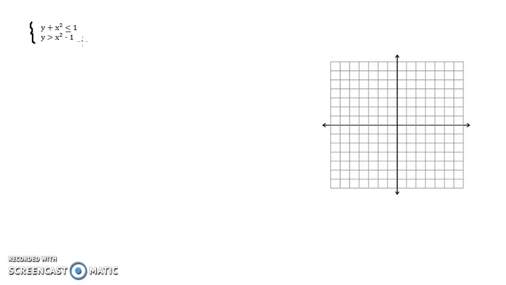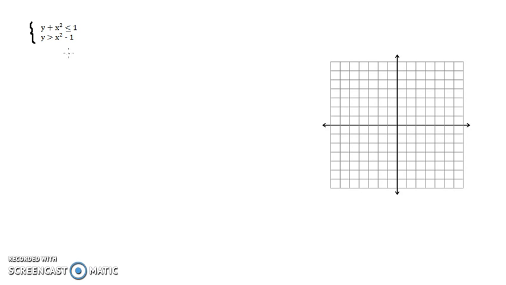Okay, so now we're going to look at a system of nonlinear inequalities. The idea is still the same. The graph is our answer, so we've got to make sure that this graph is really, really precise. This is not a sketch. We need a good graph for this because the graph is the answer.